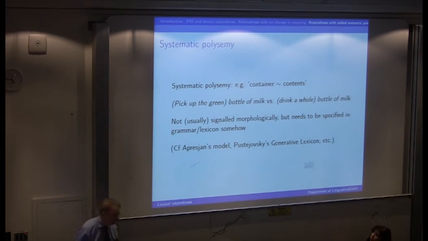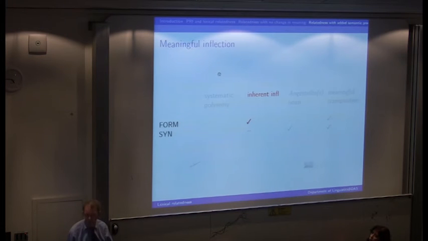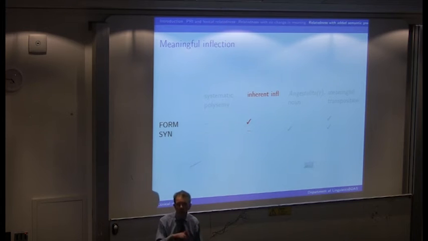And there is an enormous industry looking at this kind of phenomenon. And in the sort of Western tradition, it's Pustejovsky's generative lexicon. In the East European tradition, it's the meaning text model and Apresian's work on lexical semantics. So that's one form of lexical relatedness.